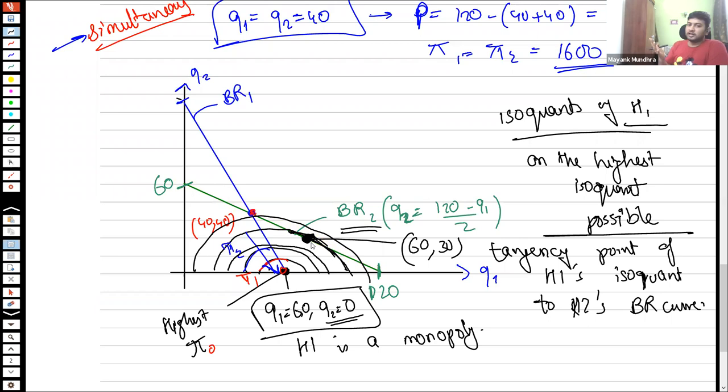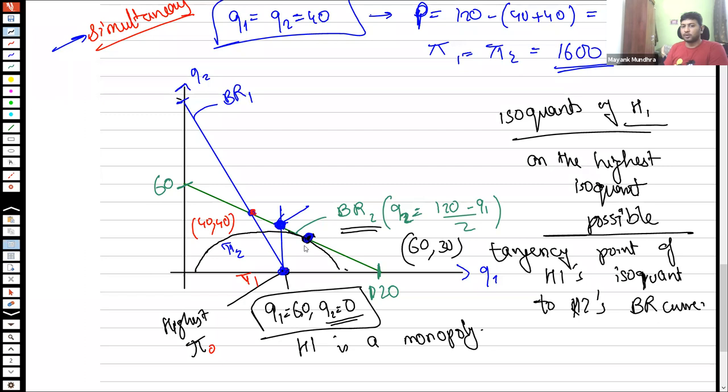Herder 1 has to pick a point on the green line, because if he does not, suppose he says, okay, I'll produce 60. What will happen is herder 2 will produce this much. He will not be choosing, okay, you're producing 60, so I'll choose zero. Herder 2 cares about his best response. So the final point of production will always be along the green curve. Now that herder 1 knows that the final point is going to be along the green curve, he can anticipate and pick a point in such a way that he gets the lowest possible isoquant.